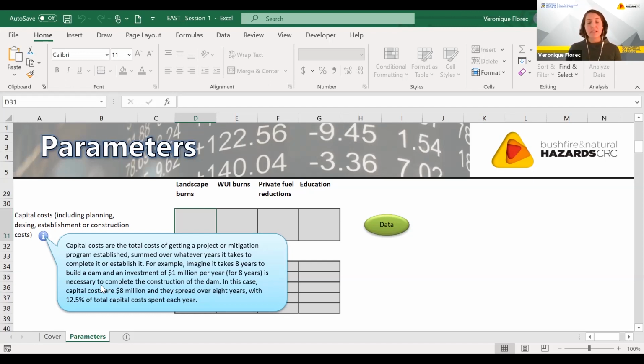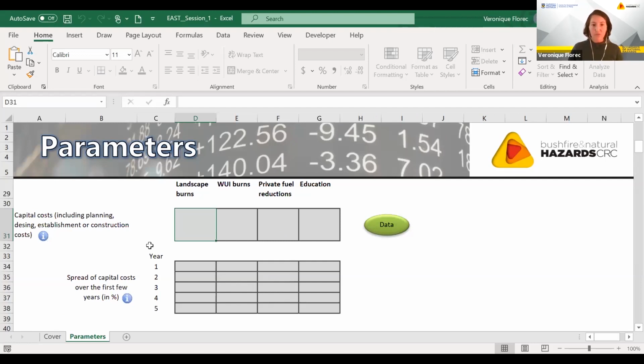So basically it's anything that you need to get a program established, to get it to start. So usually this happens only at the beginning and sometimes over a few years at the start of a mitigation option, and then it doesn't happen after a while. Then after that, it's just basically maintenance.